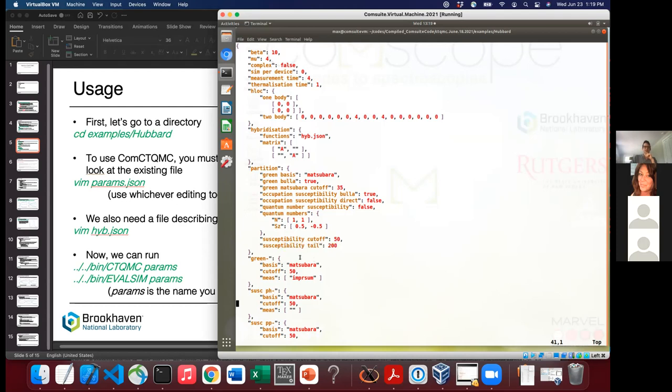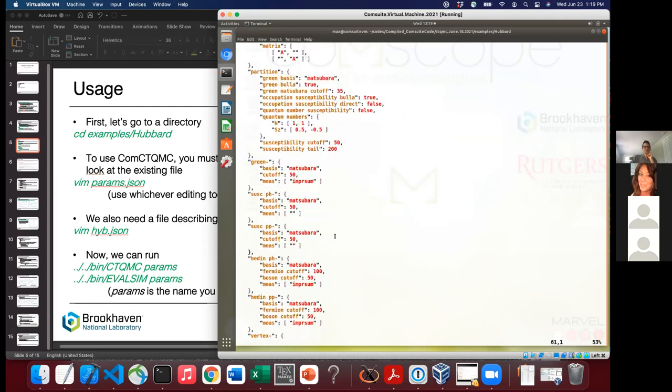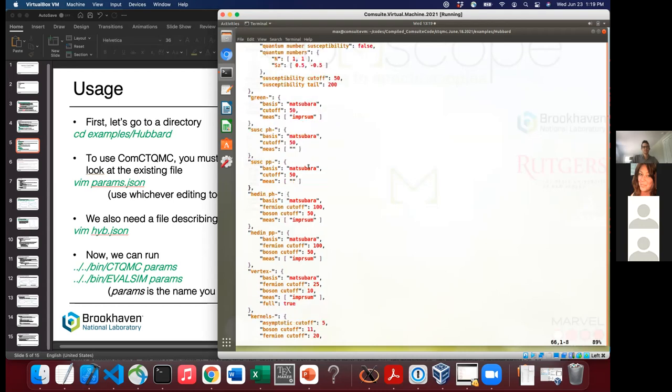For these worm functions, it's a little bit simpler. It's generally what basis do you want? How many frequencies do you want? And then what kind of improved estimator or non-improved estimator do you want? By default, it'll use improved estimators, but you can specify if you want to use non-improved by just putting an empty field.